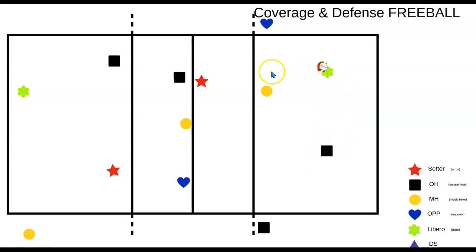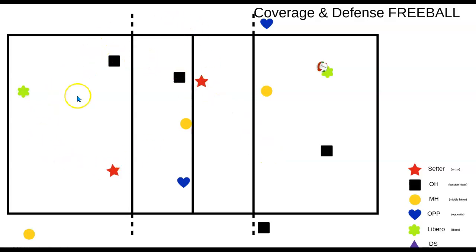Our setter immediately releases and goes to the front row. Immediately. Setter will never play a free ball. Setter should be waiting at the net, right? You know it's a free ball. It's coming over. Get to the net. All three of our front row defensive players are going to now pull back to hit. Okay?